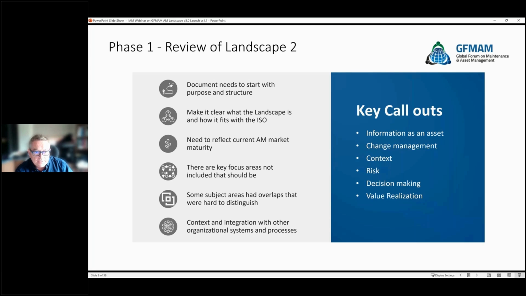There was a need to better reflect current asset management maturity. Asset management has moved on a lot in 10 years, particularly in areas like digital and AI, and the document needed to reflect that. There were areas that people felt were not adequately represented in terms of coverage, and a need to broaden some of the subject areas, which we'll come on to. And there was a view that some of the subject areas were a little confusing because they were similar and had a bit of overlap. People couldn't quite understand where one started and the other finished. So there's been some work done to look at that.